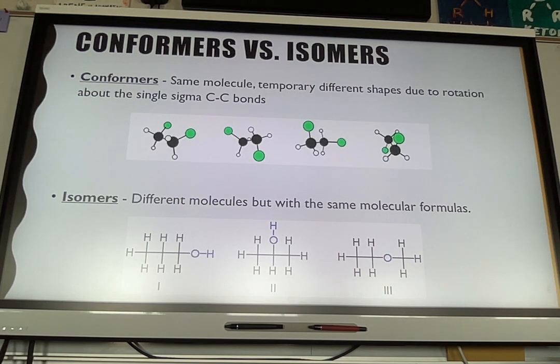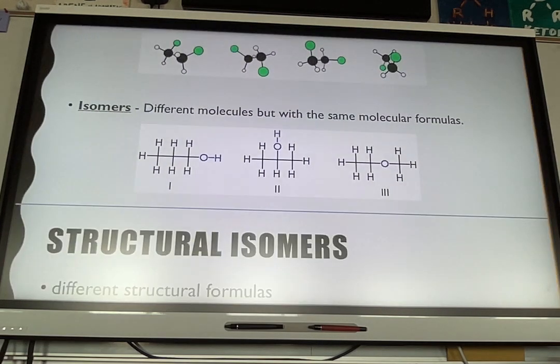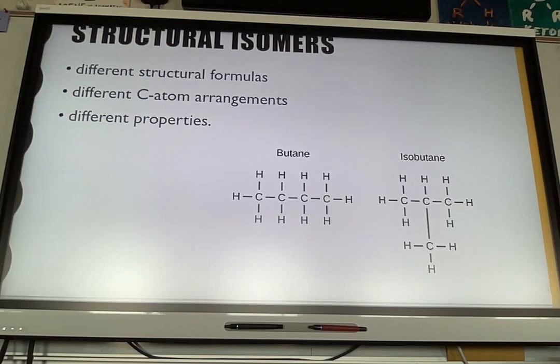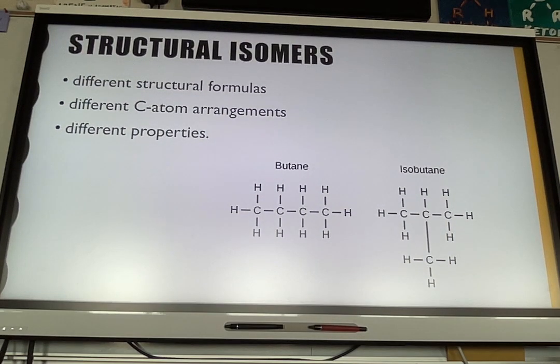All right, conformers versus isomers. Remember, a conformer is the same molecule, temporary different shapes due to rotation. Isomers are completely different, but with the same molecular formula. Now we're going to differentiate. The first thing that we talked about were called structural isomers. This is where I pulled this carbon off of here and stuck it down here. That's a structural isomer. It's a totally different arrangement, with different properties.